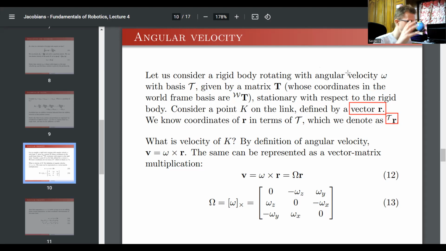Again, with a rigid body, you can imagine some sort of a thing. It has a coordinate frame attached to it, right? And both things rotate together. If you have a point on this rigid body, in terms of the frame attached to the rigid body, it is stationary. It does not change, because the frame of the rigid body rotates together with the rigid body. The point remains stationary on the rigid body. They rotate together. Coordinates of R in T remain constant. Good. Now, what is the velocity of the point K, which is defined by this vector R?